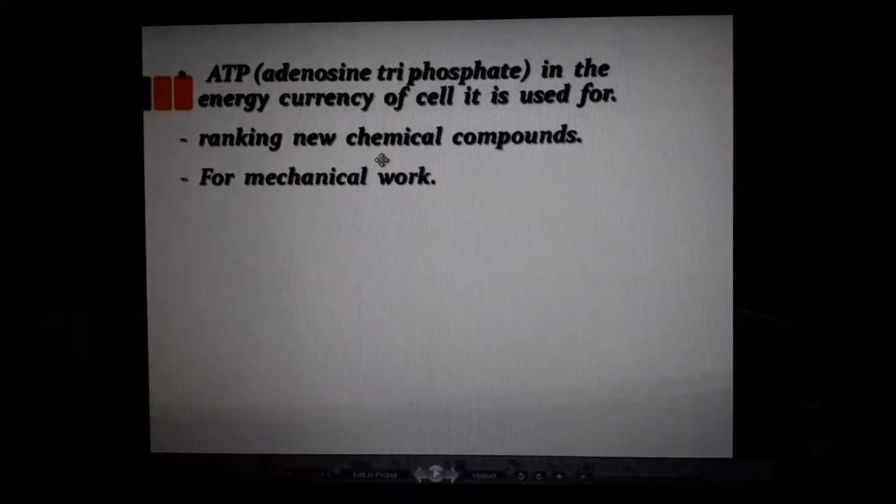So mechanical work means what? Daily purpose, daily works we are doing. For example, running, standing, walking. Sleeping, we cannot say it's a mechanical work, but some of the work is going on during sleeping, okay? Like your heart is working, the respiratory system is working, so that's also a mechanical work.